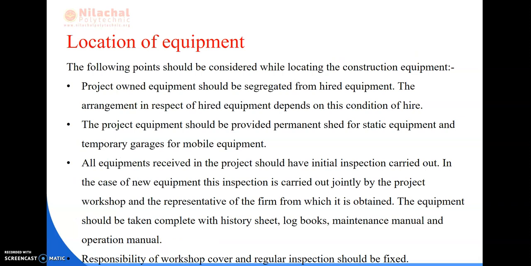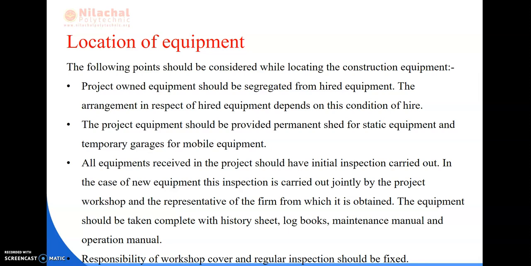Next we will be reading about location of the equipment, where the equipment should be located. The following points should be considered for locating the construction equipment. Project owned equipment should be segregated from hired equipment. The arrangement in respect of the hired equipment depends on the condition of the hire. The project equipment should be provided a permanent set for the static equipment and temporary garages for the mobile equipment.